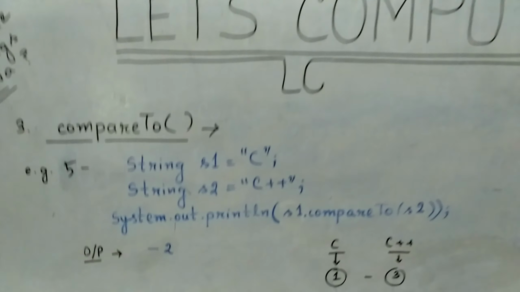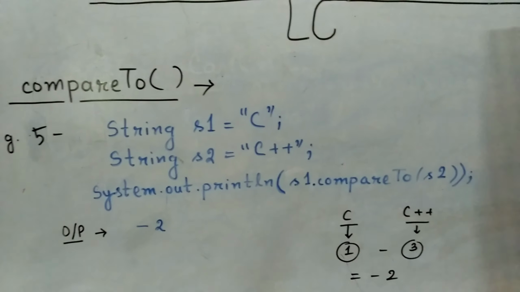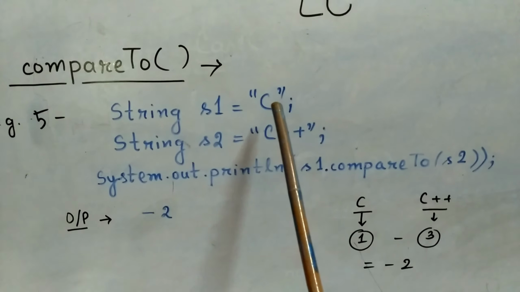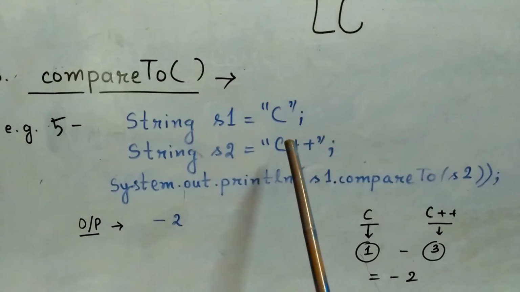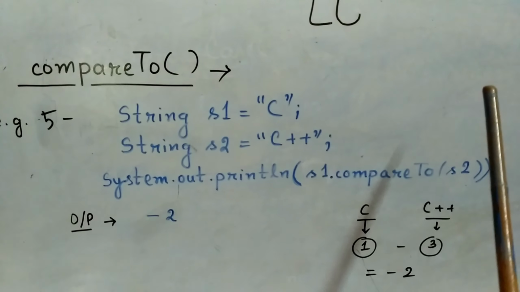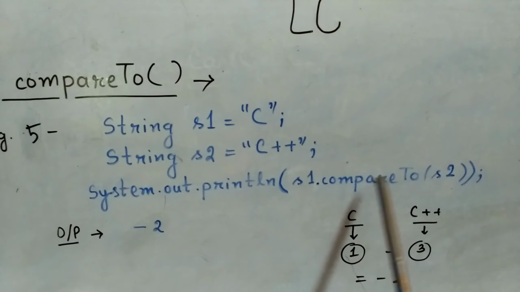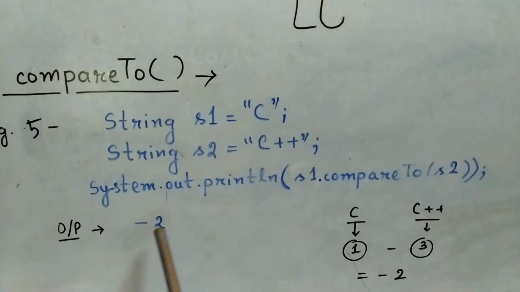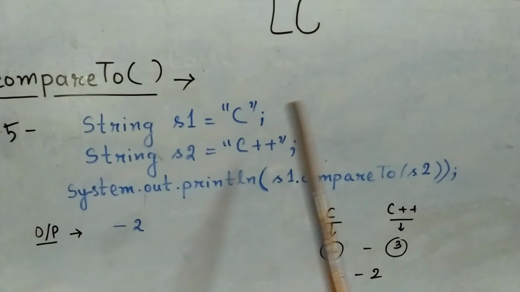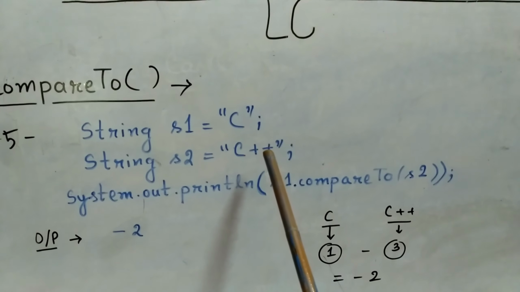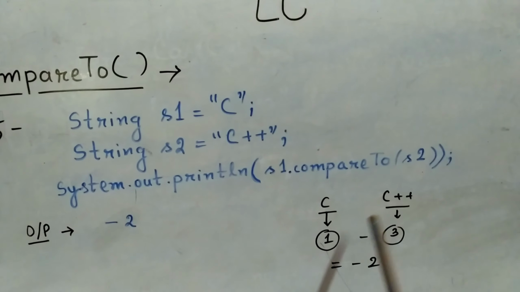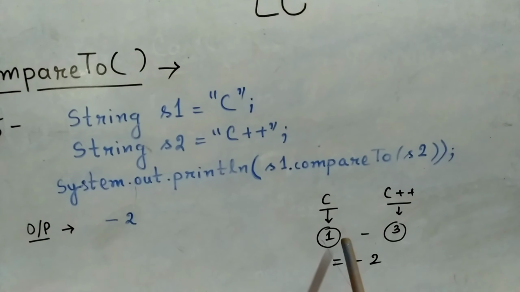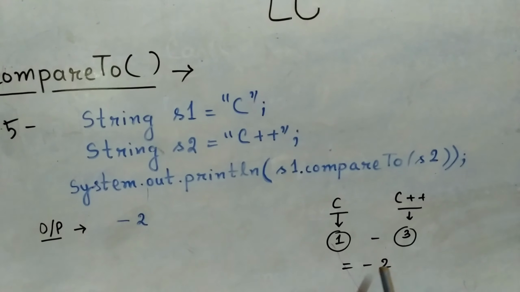Another one of same kind for better convenience only. String s1 equals "C", String s2 equals "C++". Well, both of these are two programming languages. Now, s1.compareTo(s2) returns -2 as output. How? These are two strings with uneven length. Now C has a length of 1 and C++ has a length of 3. Hence 1 minus 3 equals -2.